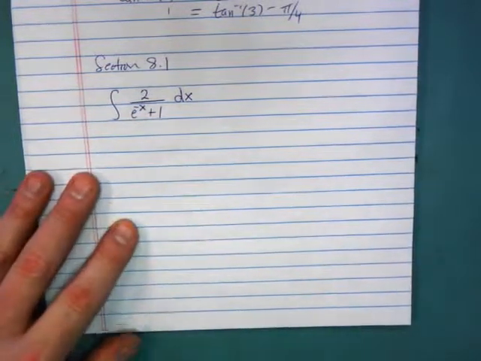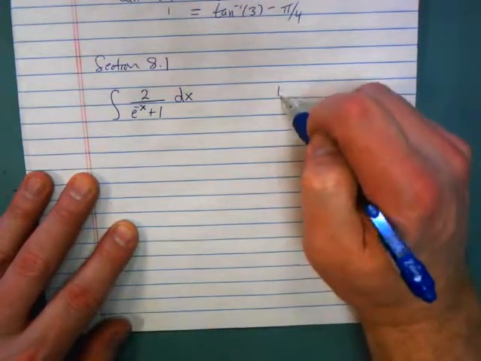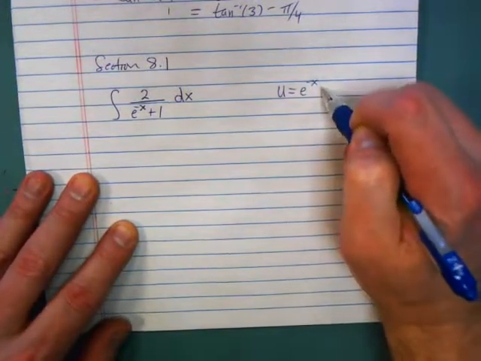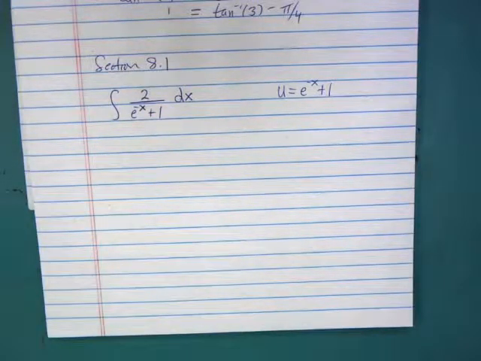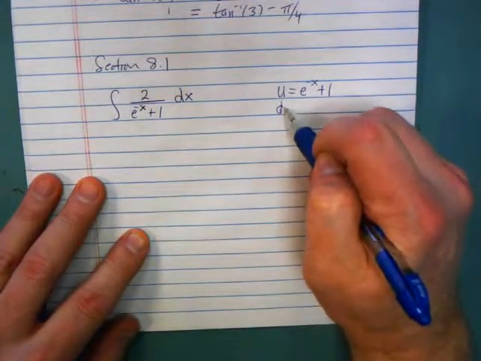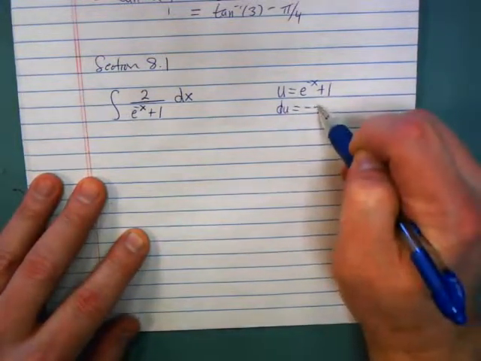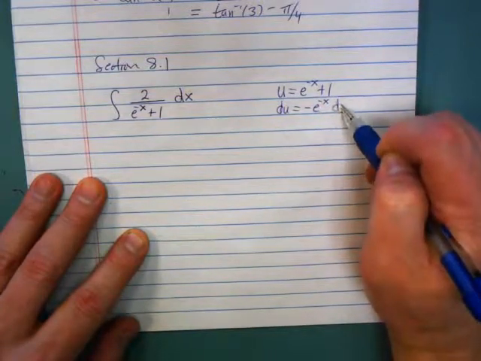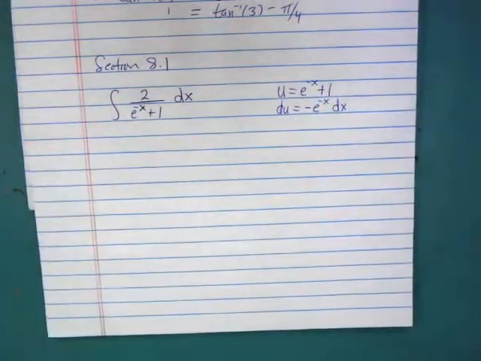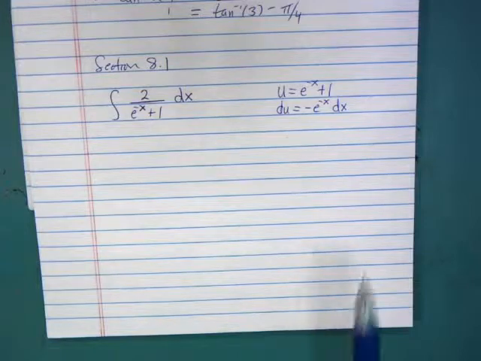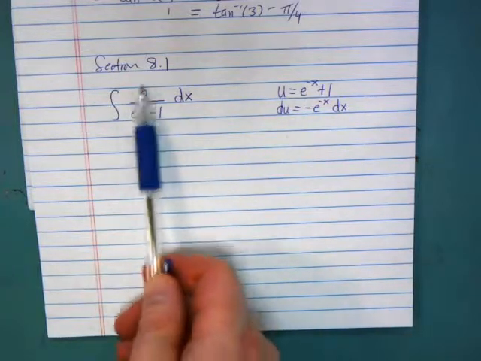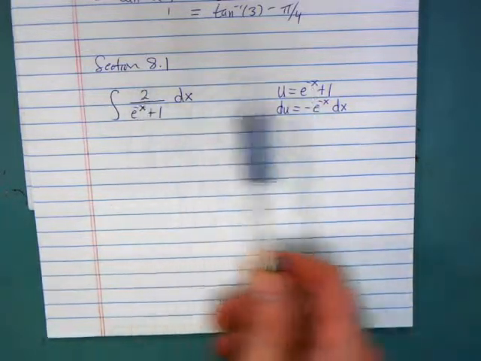My initial guess would be, quite often, u is the bottom, correct? The issue is, if I then do du, I have negative e to the negative x dx. That doesn't seem to help a whole lot, because do I have an e to the negative x up here on top to work with?